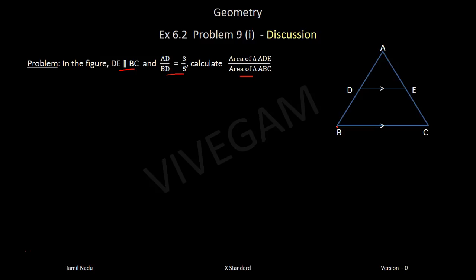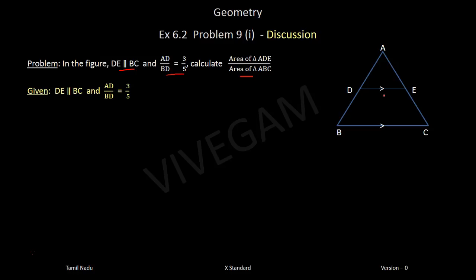So we will have to show that these two triangles are similar to each other. Then only we will be able to calculate this ratio using the similar triangle properties. And to show that they are similar, we need these two lines to be parallel, and it's already given. Okay, so broadly keep in mind that this is how it needs to be worked out. Let's discuss as we go forward.